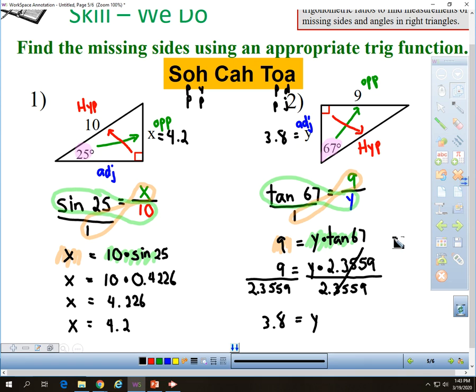And this concludes part 2 of using trig functions to find missing sides.